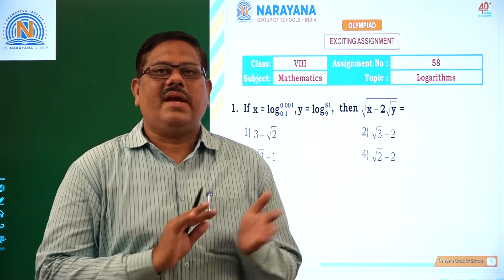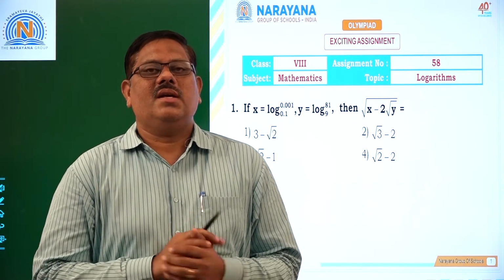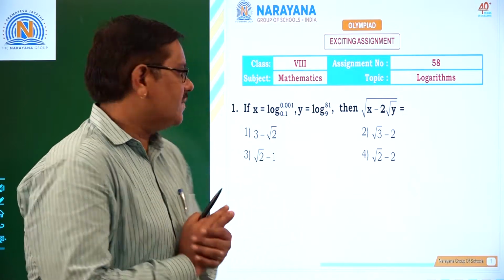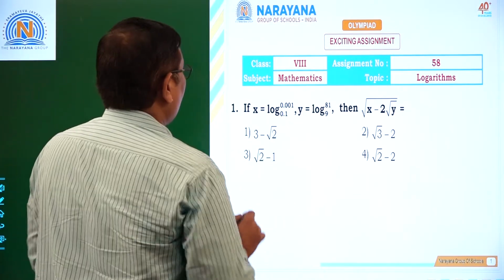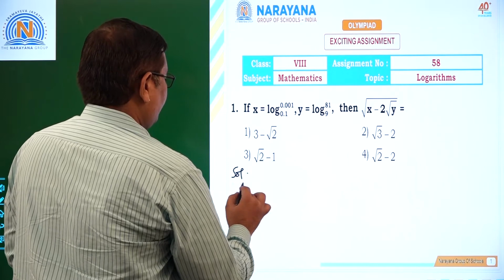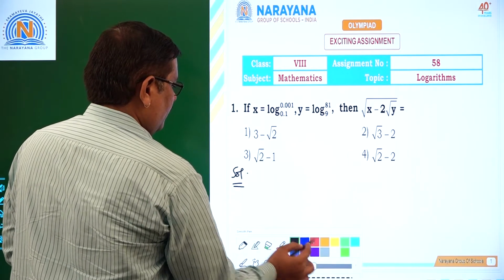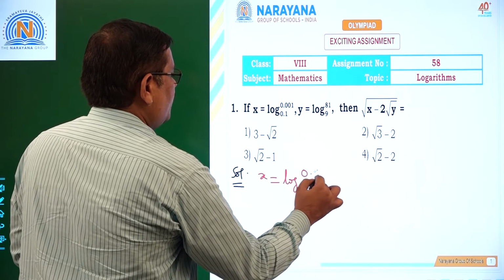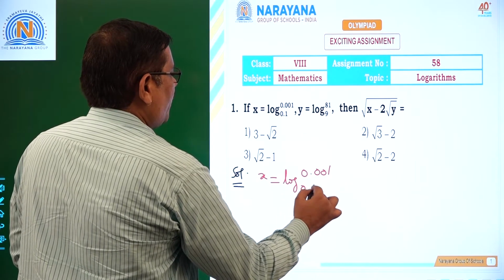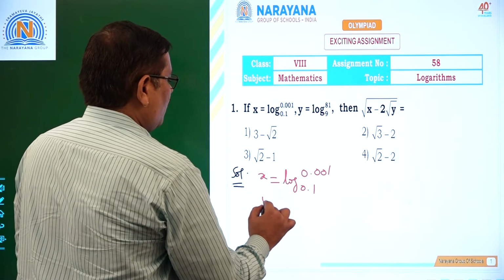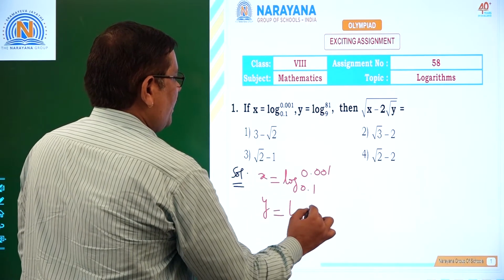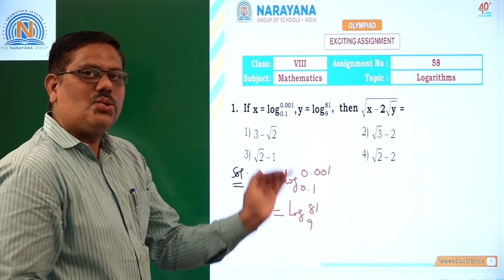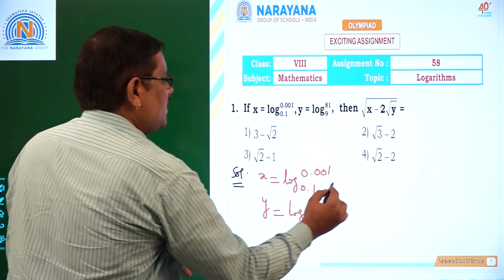Today for class 8 students, we are going to discuss assignment number 58 on logarithms. Let us see the first question. If x is equal to log 0.001 to the base 0.1 and y is equal to log 81 to the base 9, then he is asking to find out root over x minus 2 root y. Fine. So what is its value?